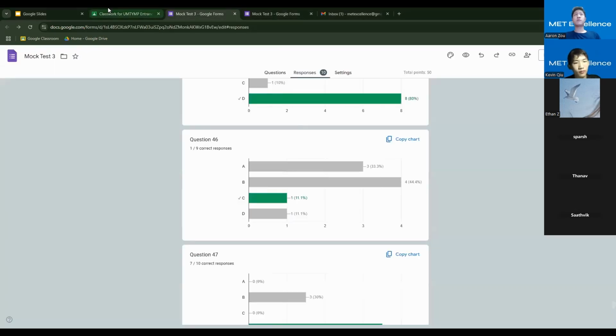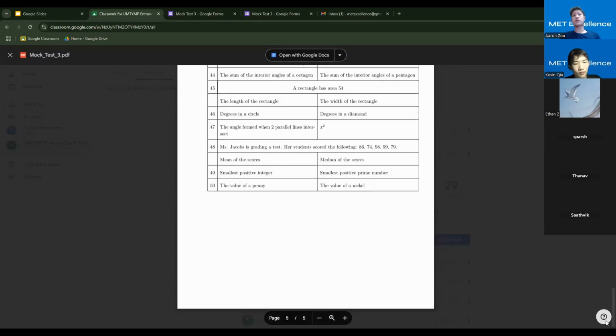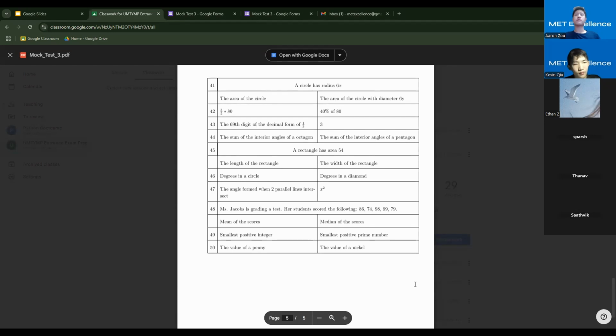So, question 46, we only had one person get that right. The question asks for the amount of degrees in a circle versus the amount of degrees in a diamond, which is basically just a rhombus, right? A diamond is a shape with 4 sides. Kind of looks like a sideways square. And a circle is like this. So the question asked how many degrees are in a circle versus how many degrees are in a diamond.